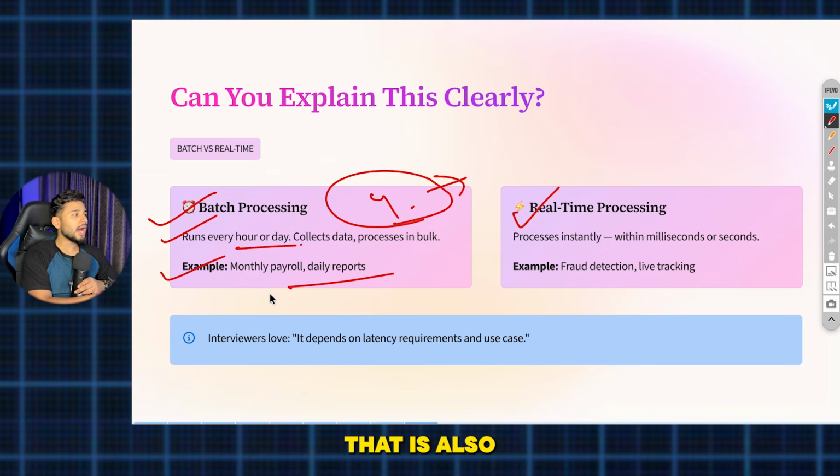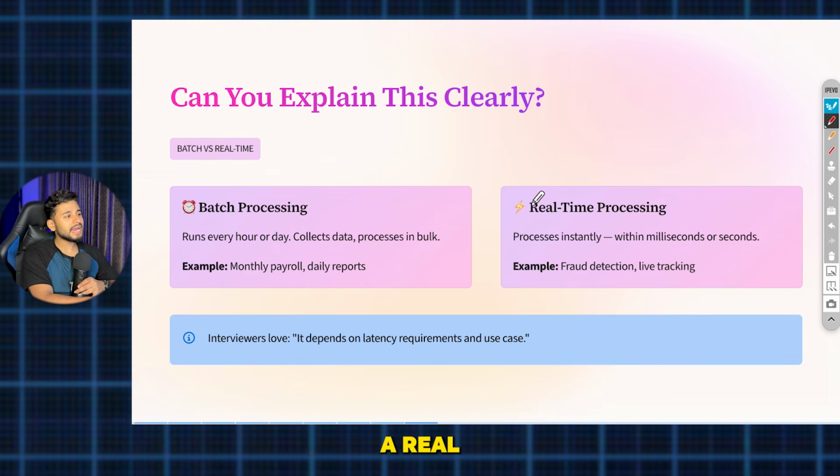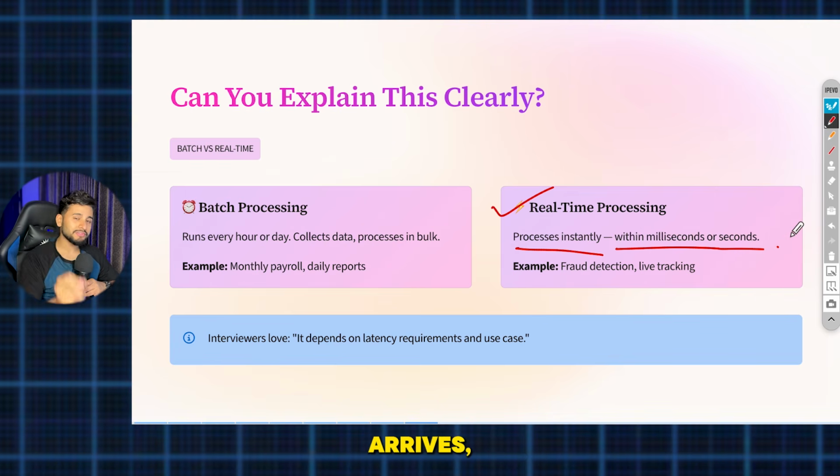That is also batch processing. But whenever we are talking about real-time processing, it is basically how you process the data instantly, within milliseconds. As the data arrives, you have to process the data and give the result. One example I'll give you: you are working at Zomato.